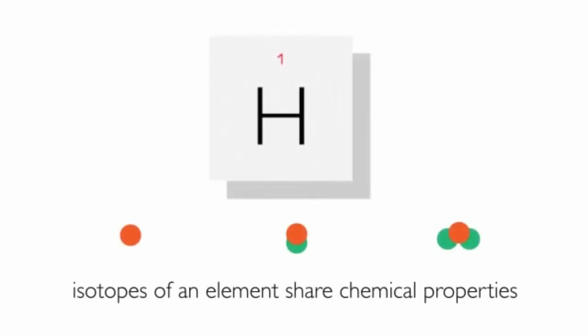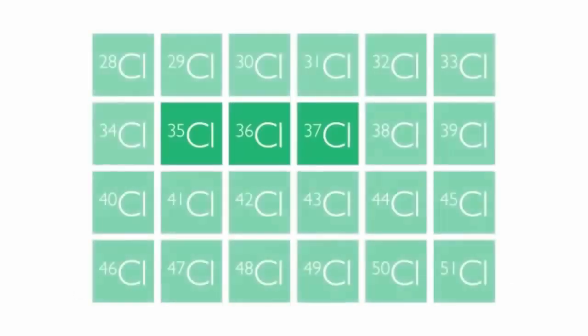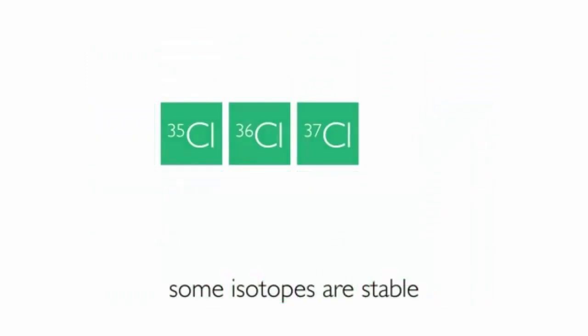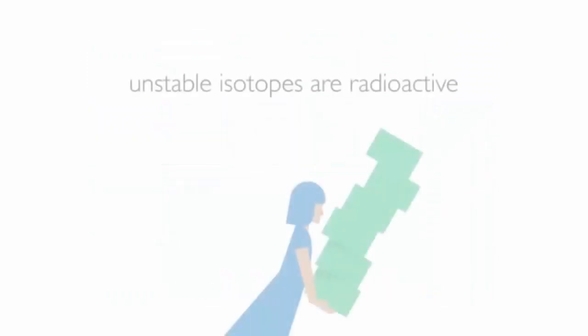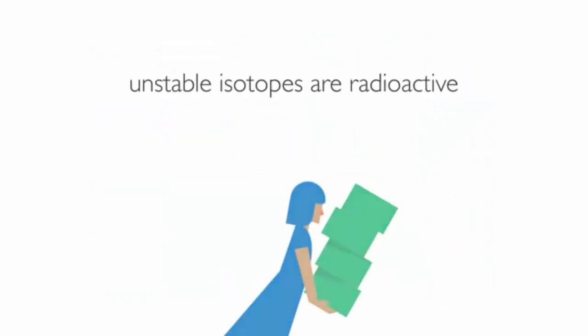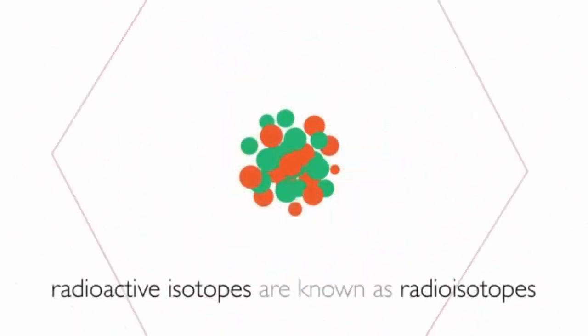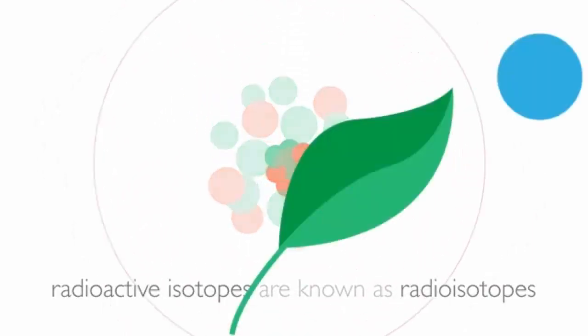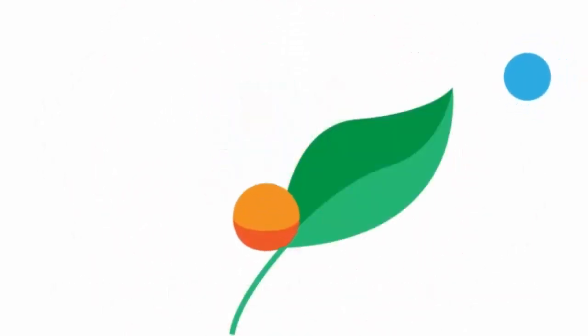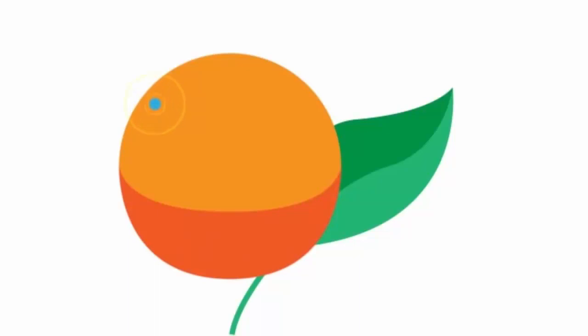Isotopes of the same element have the same chemical properties. Some isotopes are stable. Isotopes that are unstable are radioactive. Radioactive isotopes are also known as radioisotopes. Radioisotopes can be used as tracers or markers in chemistry and medicine, and they are also used to kill cancer cells.